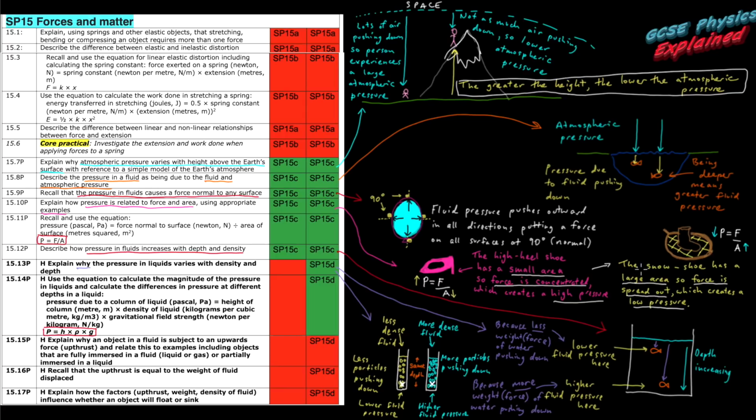Now the opposite of that would be something like a snowshoe, which has got a large area. So the force is spread out, which creates a low pressure. Again, let's look at it mathematically. So pressure equals force over area. So if it was the same person, it's the same force because it's the same weight. But this time, their weight is getting spread out across a large area. If this number on the bottom gets bigger, it makes this number on the top get smaller. So it's a low pressure because it's a bigger area.